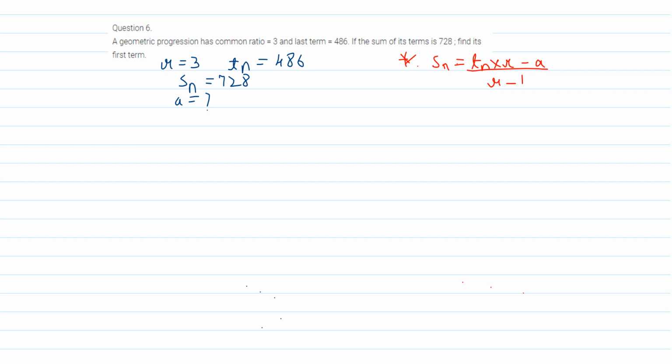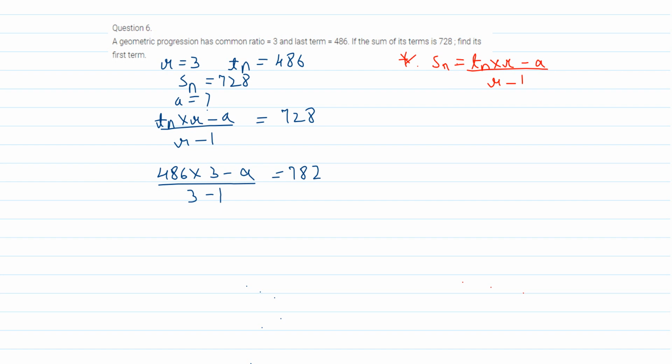That is Sn will be equal to Tn into R minus A upon R minus 1, which is equal to 728. So that will give me 486 into R, that is 3, minus A, which I don't know, upon 3 minus 1, which is equal to 728. So 486 into 3 will be equal to, 6 3s are 18, 24, 25 and 14, minus A will be equal to 728 into 2.